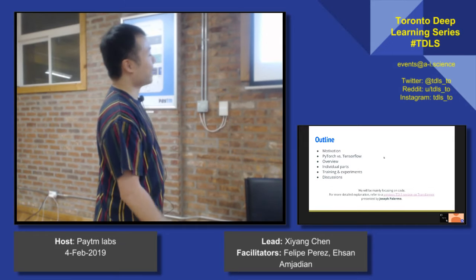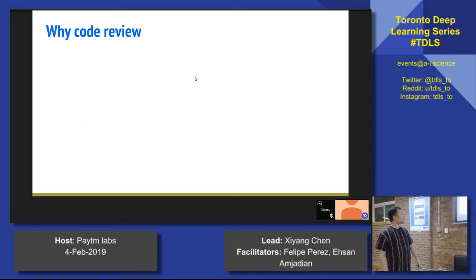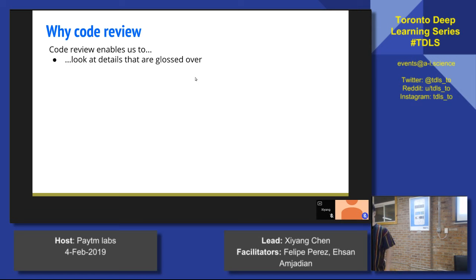So here's a little bit of motivation. By the way, GDLs has already done a session on transformer, but that one is mainly focused on the math and the paper. That one was done by Joseph Parallel. It's on YouTube, and feel free to check it out. So why are we doing code review? This is a brand new session, experimental format.